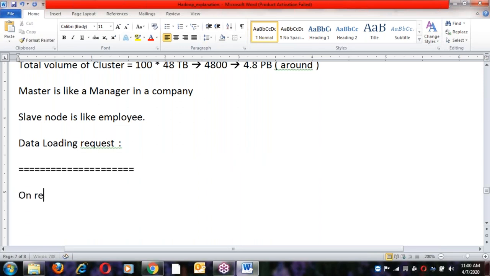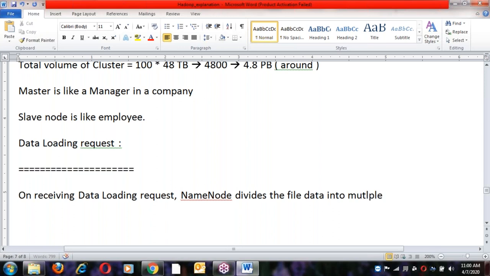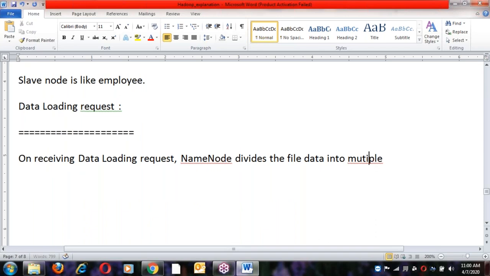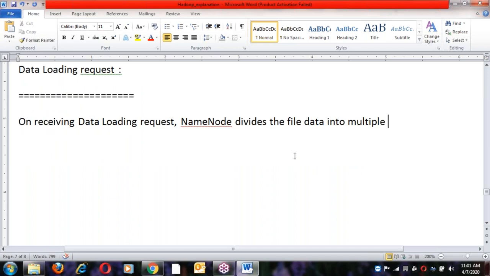On receiving a data loading request, the name node divides the file data into multiple blocks and distributes them onto multiple data nodes in the cluster.